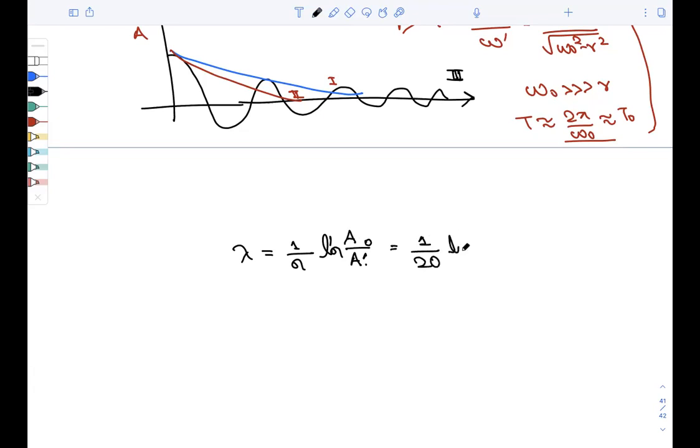This is ln of 30 centimeter by 3, which is almost equal to 0.115. So this is the logarithmic decrement, showing how the amplitudes are dying. You can understand this is only for case 3 that we are writing here. This is the logarithmic decrement.